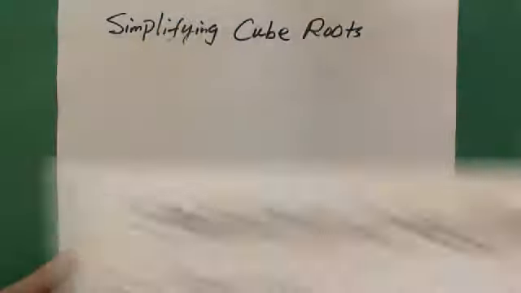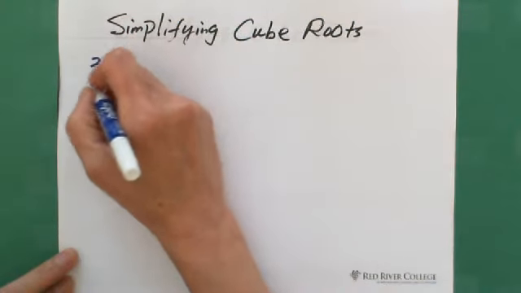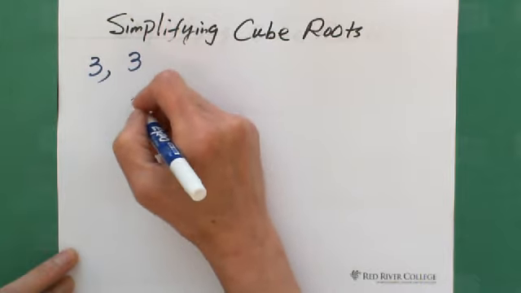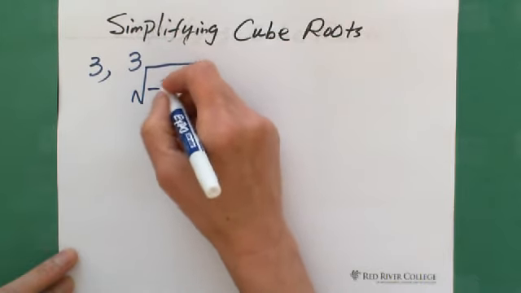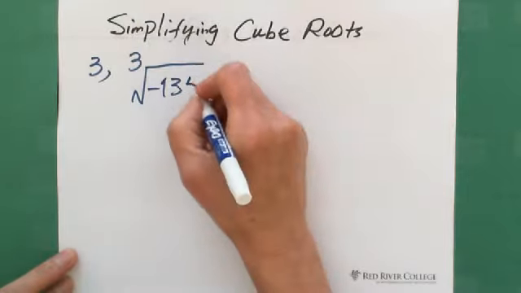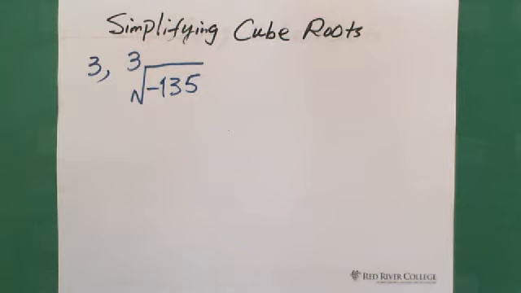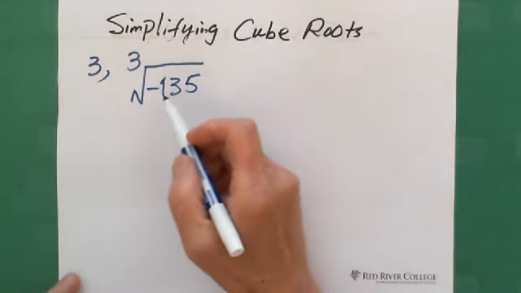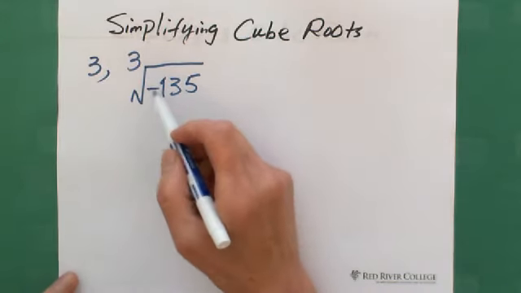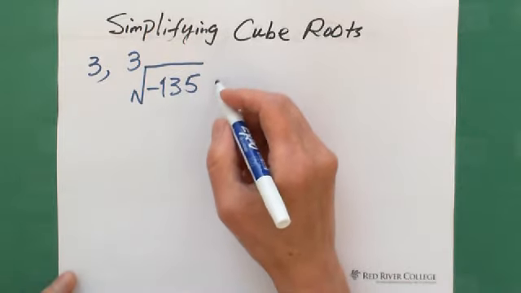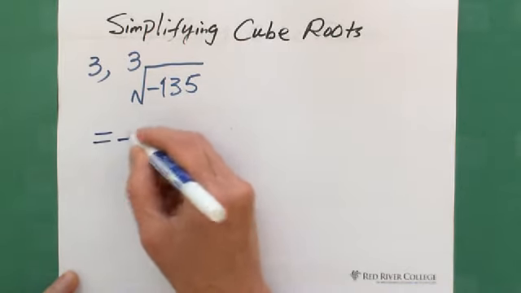Third example, let's see this one. The cube root of negative 135. With a negative number, as we know, the cube root can have a negative number because a negative multiplied by a negative multiplied by another negative gives you a negative. So when you do a cube root with a negative number, the first step is you can pull the negative out.